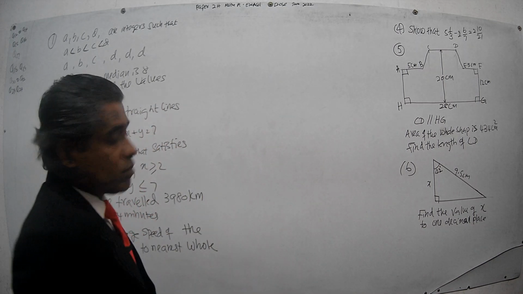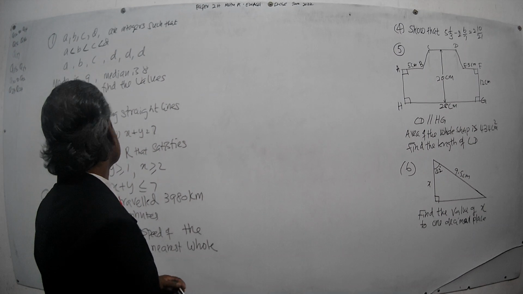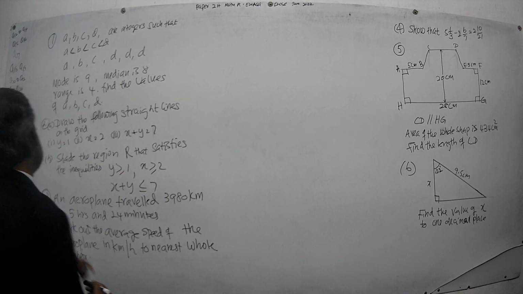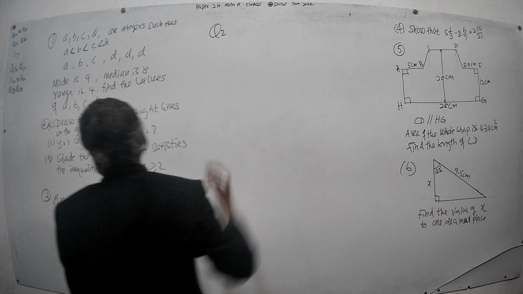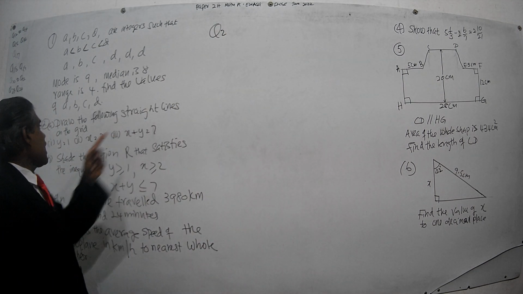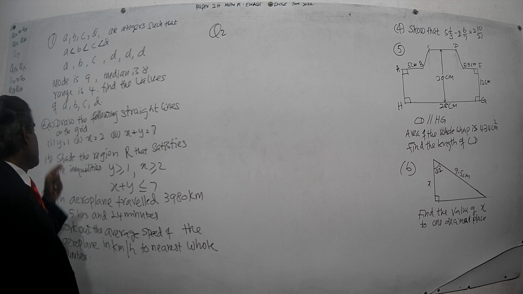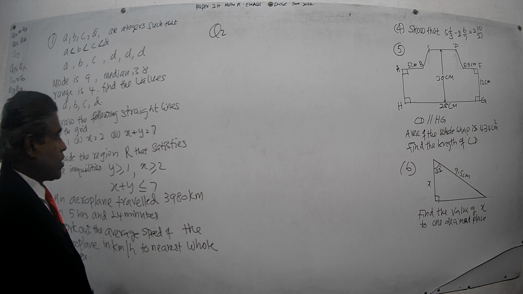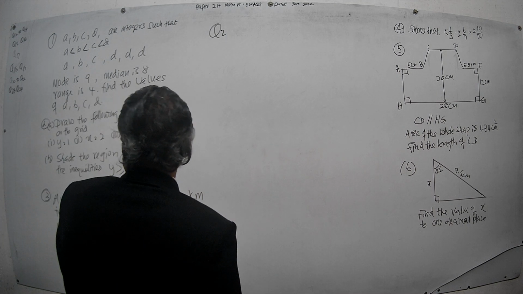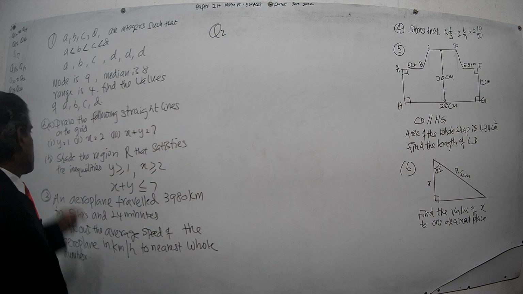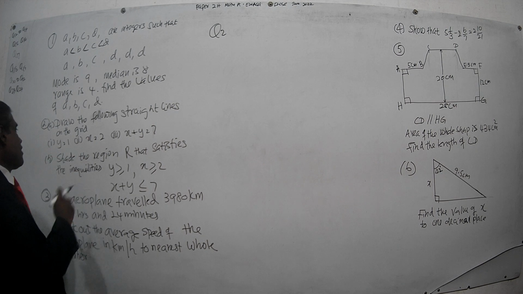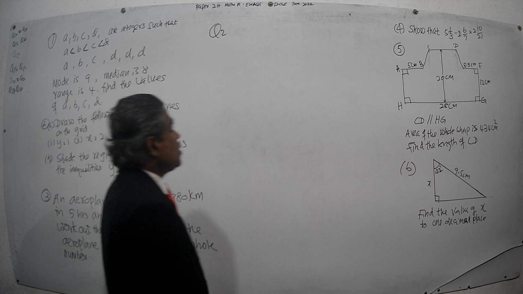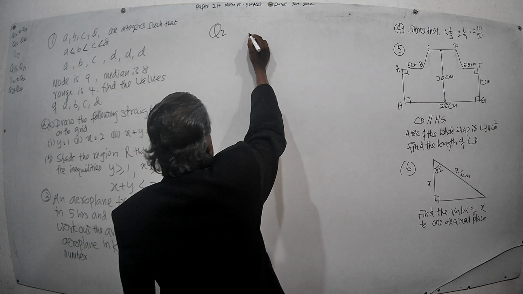Right. Then next one, second question, question 2. They say draw the following straight lines on the grid. They have given a grid there. Then they have given several equations of straight lines, and you are asked to draw those straight lines on the grid. Right, now we'll do it. This must be the grid.